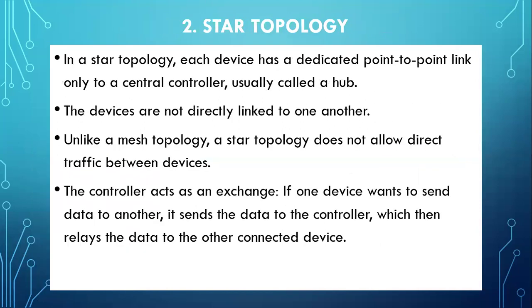Moving on, the second one is star topology. In this star topology, each device has a dedicated point-to-point link only to a central controller called a hub, or it can be a switch. The devices are not directly connected to one another. Unlike the mesh topology, a star topology does not allow direct traffic between devices. The controller acts as an exchanger. If one device wants to send data to another, it sends the data to the controller, which then relays the data to the other connected device.